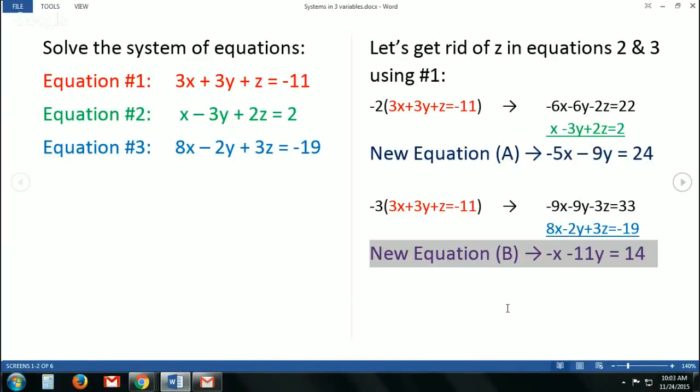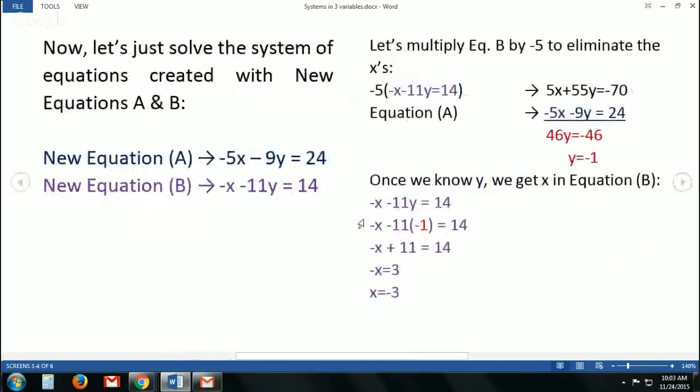So at this point, we've created opposites of the z's in both equation 2 and equation 3 by using equation 1 in both cases. Now, let's just solve the system of equations that we've created with new equations A and B. Here they are again, new equation A and new equation B. If you wanted to solve this system, it's only got two variables, so we can do this with the elimination method by creating opposites on one of the variables. Looks like it would be pretty easy to create an opposite with the x's because of this negative 1 coefficient.